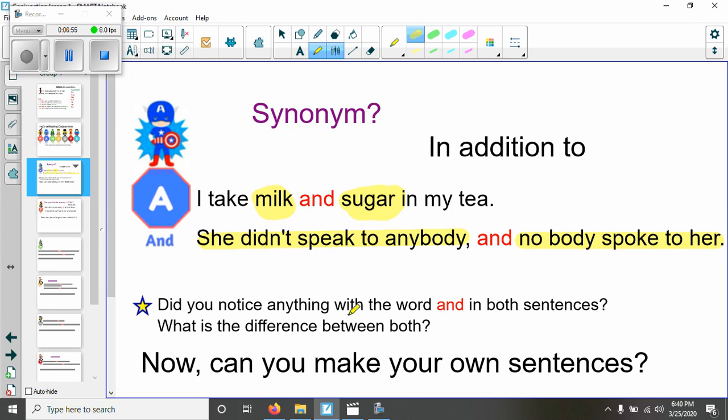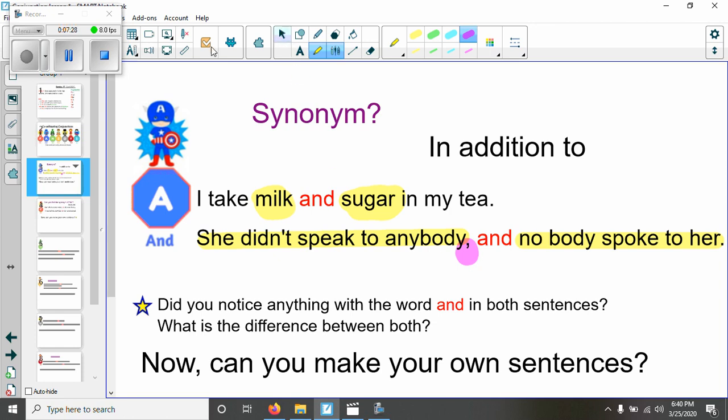So can you make your own sentences? This time I need two sentences. And connecting two words together, like the first one, and the second and connecting two clauses together with a comma, don't forget. Let me highlight it with a different color so you can notice it very well. You can pause at any time to write your sentences in your copybook.